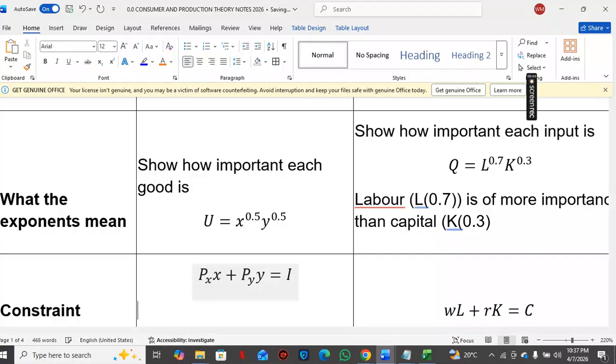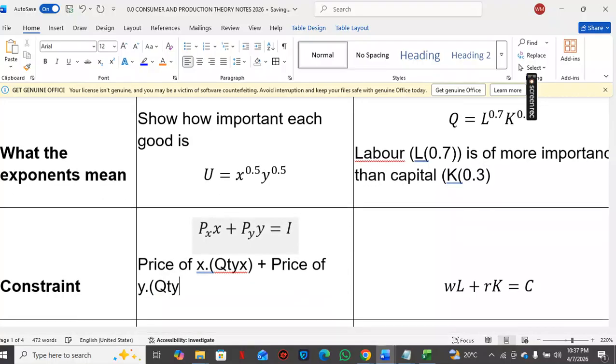PxX is basically saying price of X multiplied by quantity of X, plus price of Y multiplied by quantity of Y, equals your income.